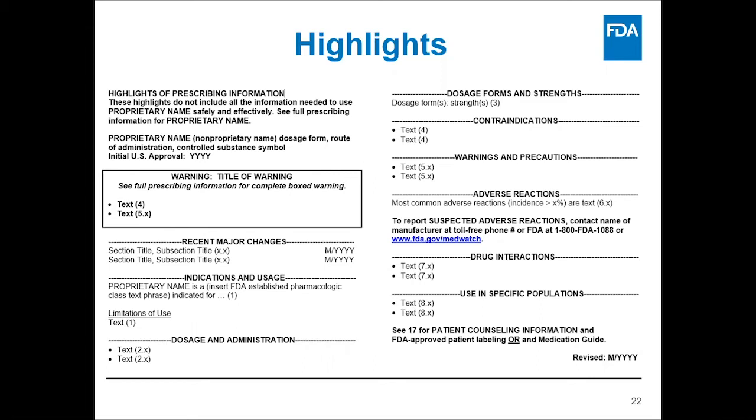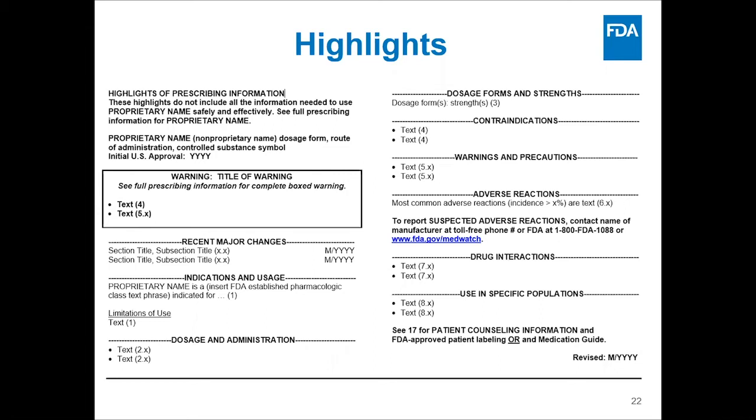I should point out a few things. We include what we call a product title, which are key identifiers for the drug: the proprietary name, the non-proprietary name, the dosage form, and route of administration, if they're not included in the non-proprietary name, and the controlled substance symbol if it's a controlled substance. The initial use approval is the 4-digit year that the new molecular entity, the new biological product, or the combination of ingredients was approved.